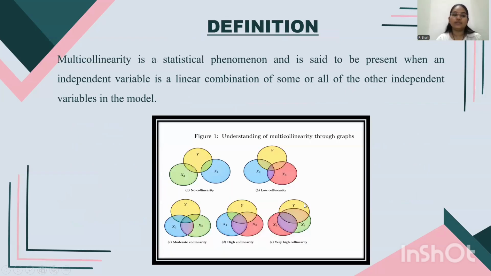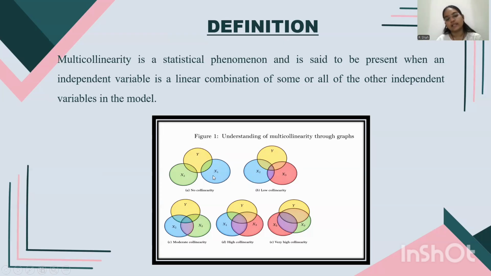Let's see its definition. Multicollinearity is a statistical phenomenon and is said to be present when an independent variable is a linear combination of some or all of the other independent variables in the model. So basically, multicollinearity is a statistical phenomenon, said to be present when an independent variable is a linear combination of some or all of the other independent variables in the model.